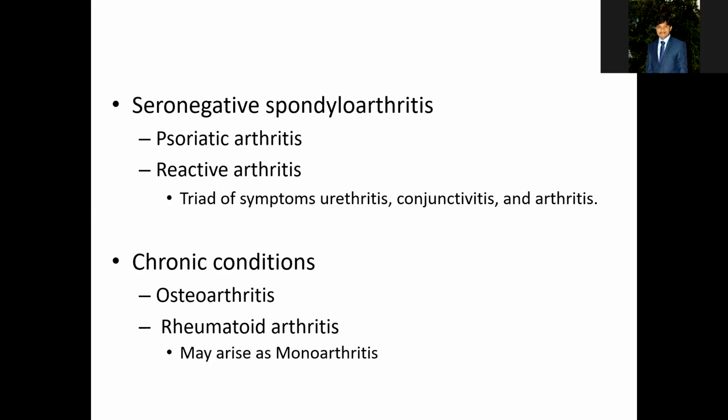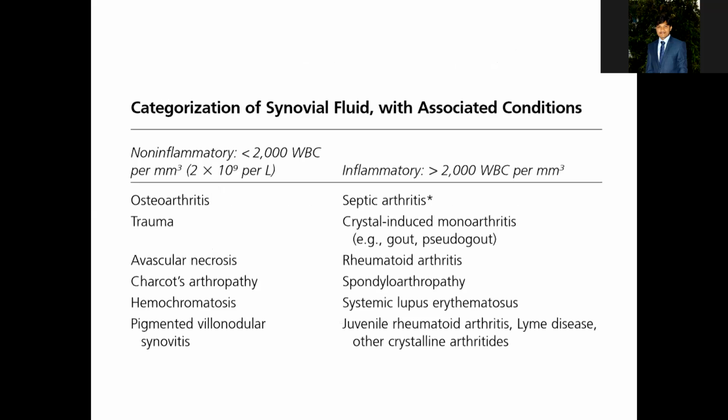Sometimes seronegative spondyloarthritis, psoriatic arthritis, and reactive arthritis present as a monoarthritis. Reactive arthritis presents with the triad of symptoms: urethritis, conjunctivitis, and arthritis. In chronic conditions, osteoarthritis and rheumatoid arthritis initially present as a monoarthritis. Synovial fluid analysis should differentiate non-inflammatory from inflammatory by leukocyte count. In non-inflammatory conditions, the leukocyte count is less than 2000. In inflammatory conditions, it is more than 2000 cells per cubic mm.